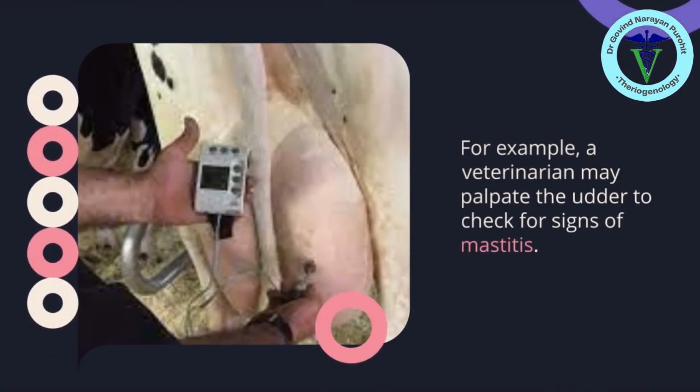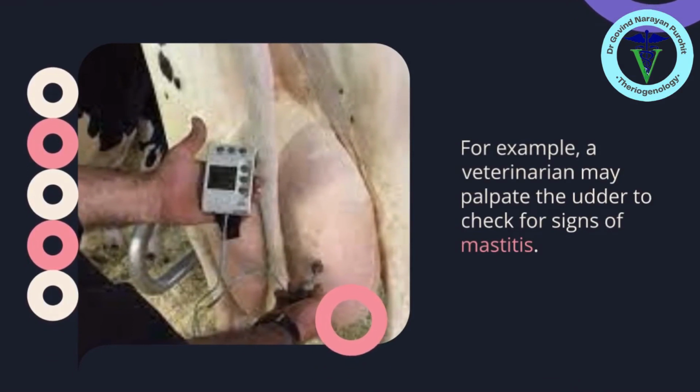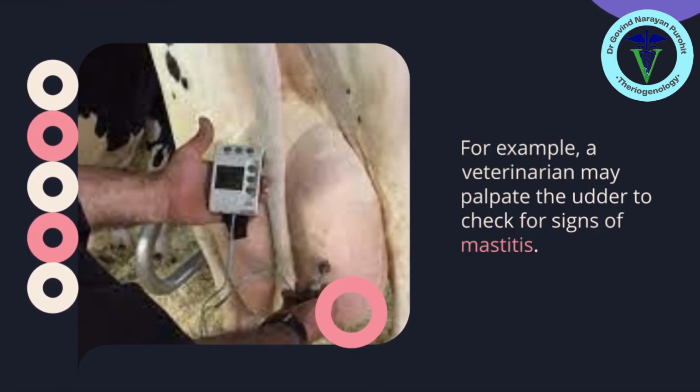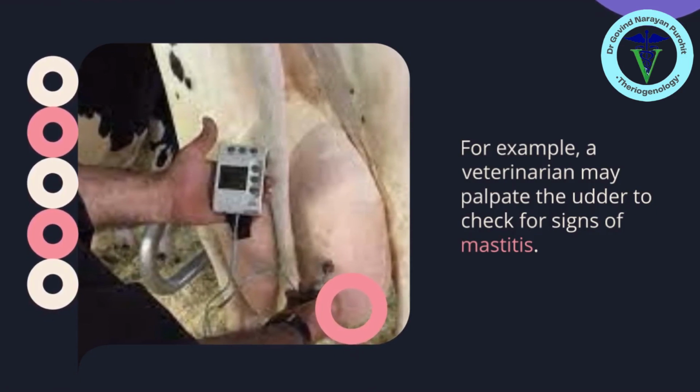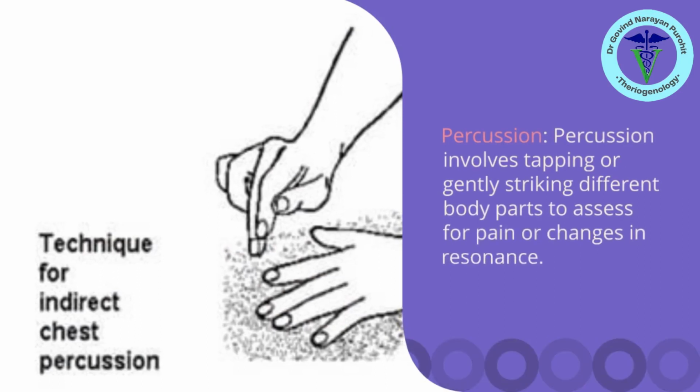And by palpation, for example, a veterinarian may palpate the udder to check for the signs of mastitis, whether the udder is hard, whether it is soft, whether it is painful, whether it is very hot, and likewise we can do it. The next method is percussion.